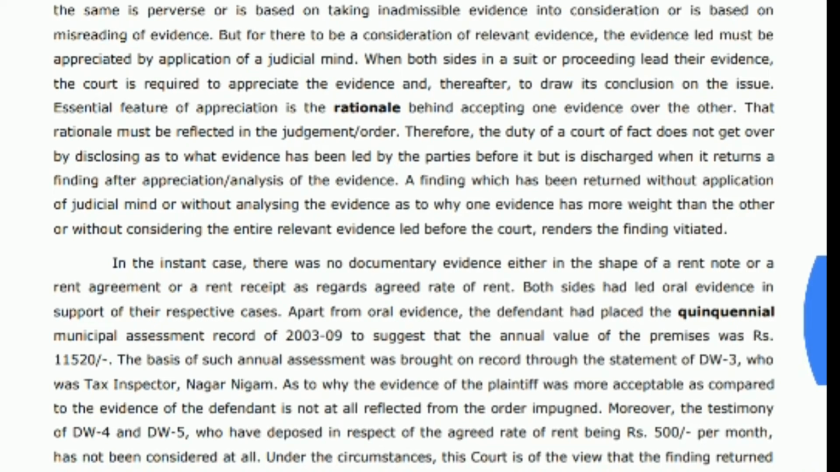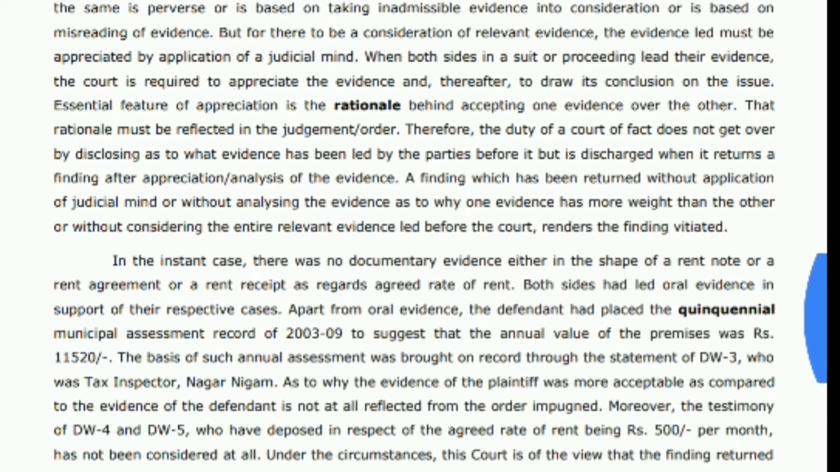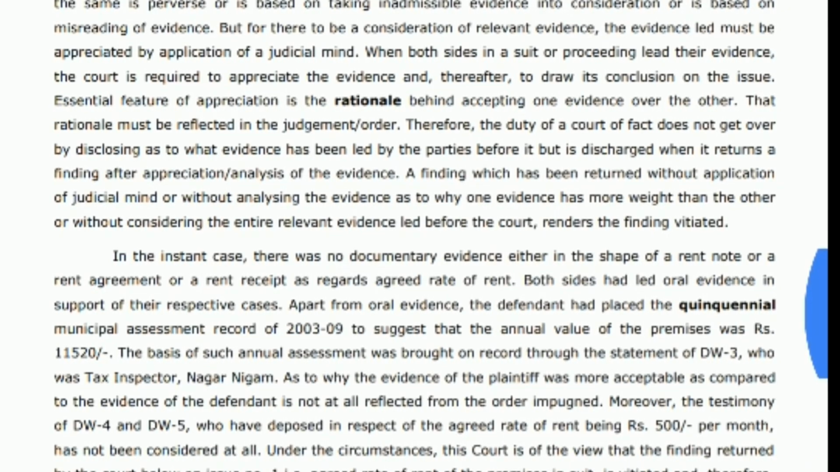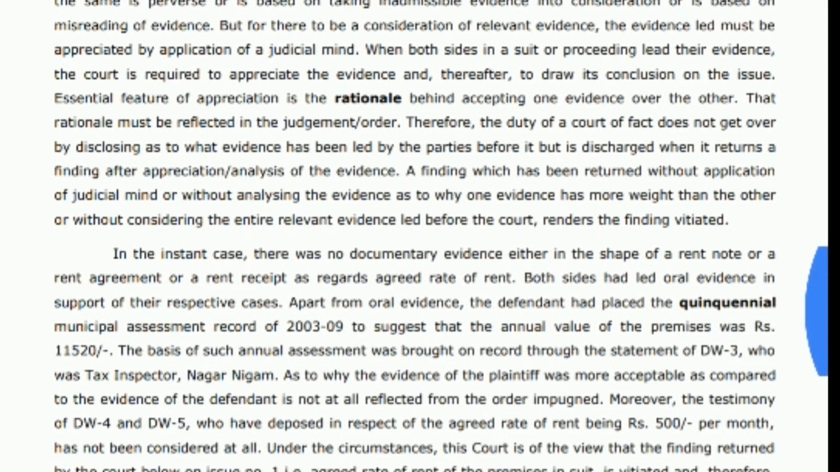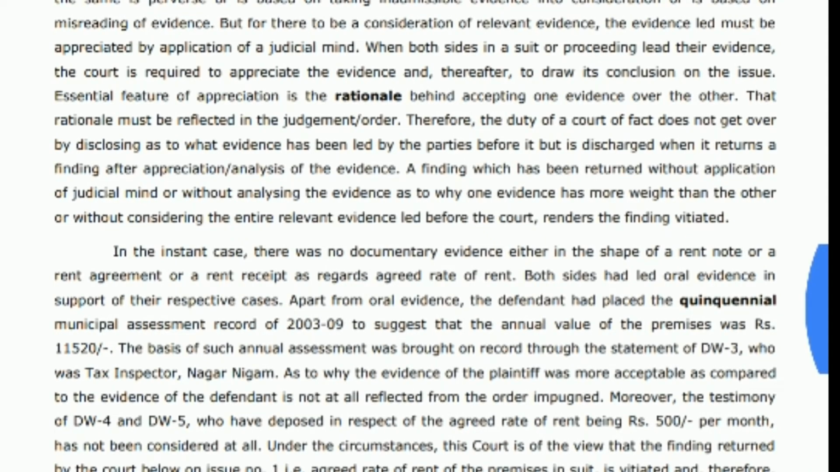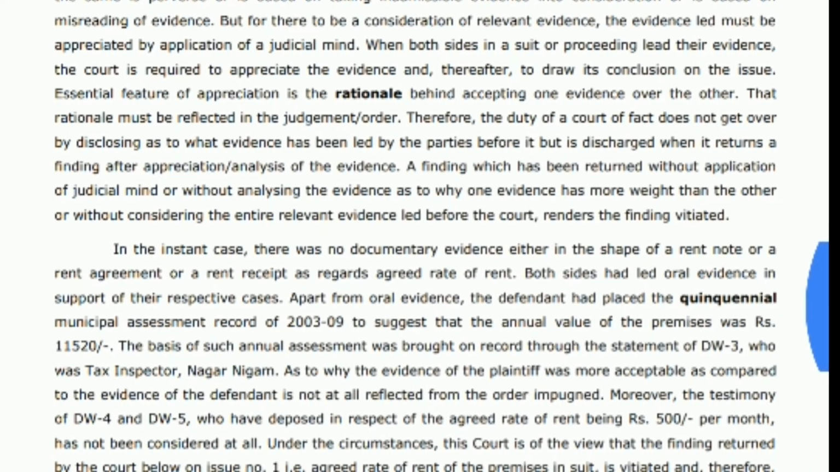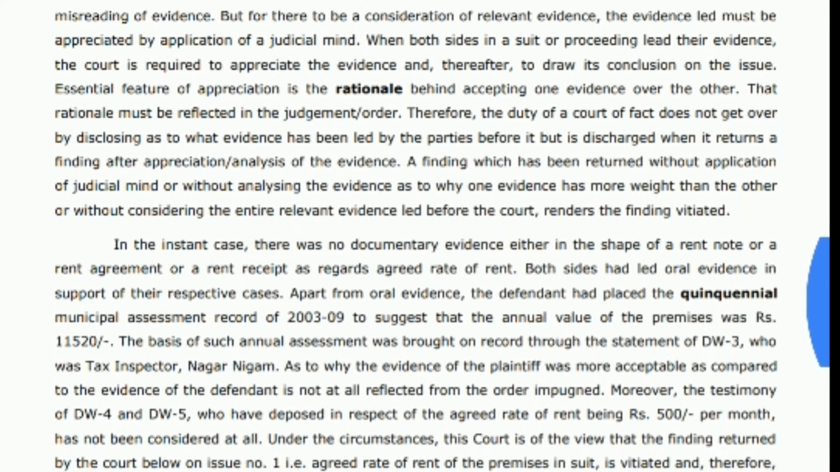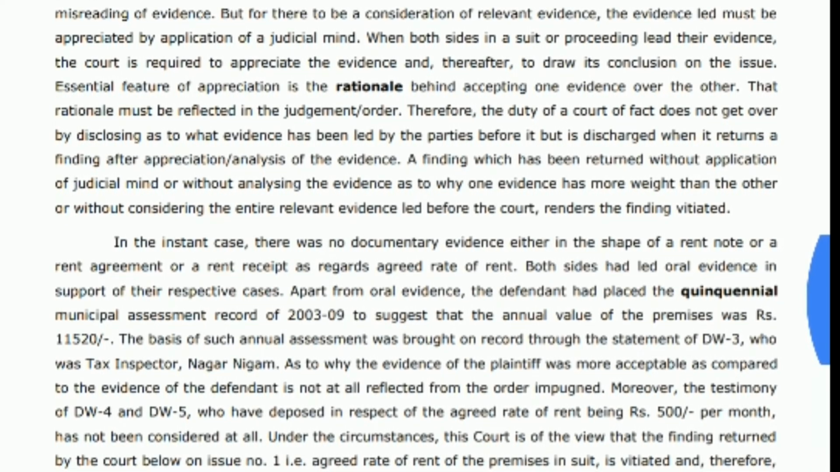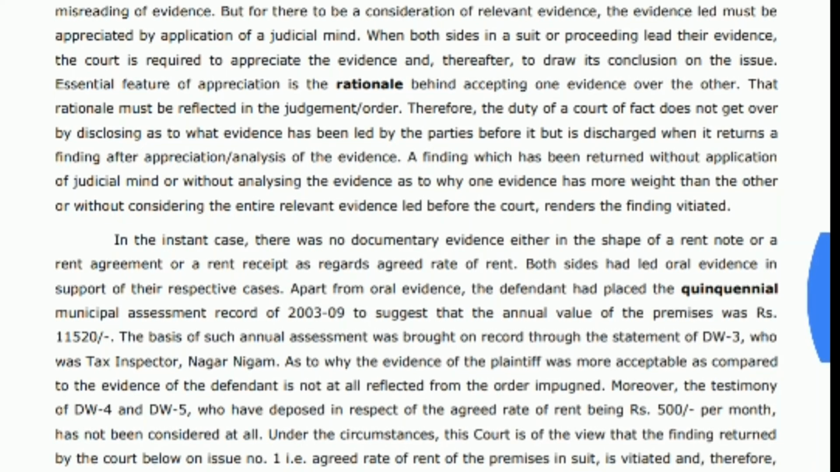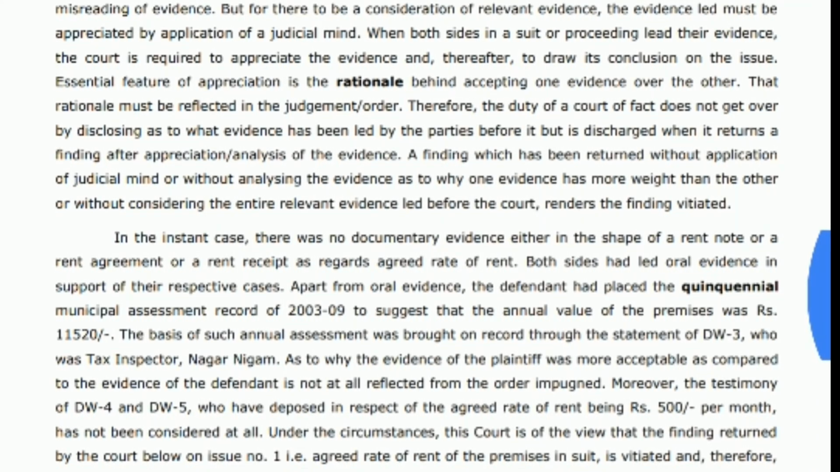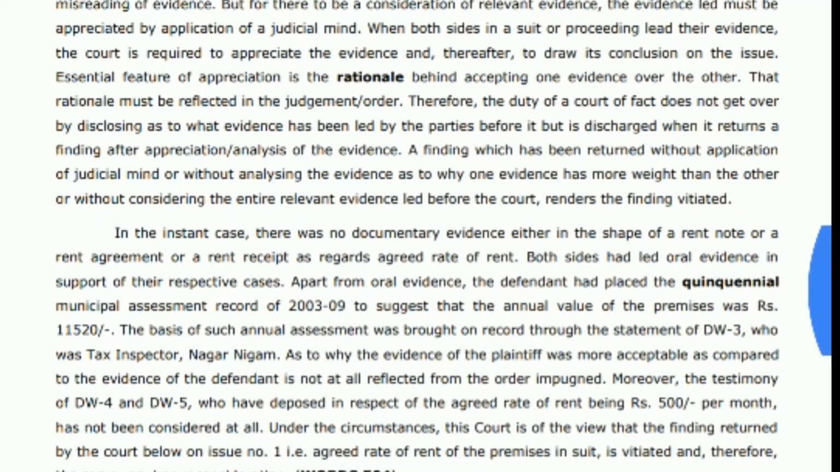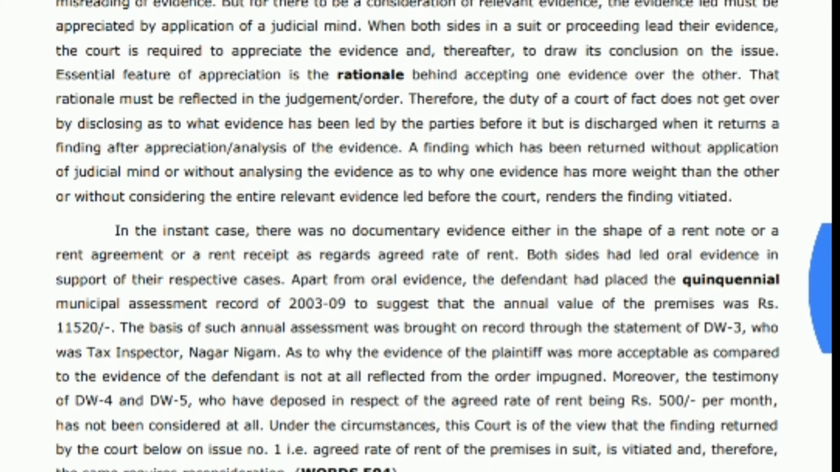DW3, who was the tax inspector, Nagar Nigam. As to why the evidence of the plaintiff was more acceptable as compared to the evidence of the defendant is not at all reflected from the order impugned. Moreover, the testimony of DW4 and DW5, who have deposed in respect of the agreed rate of rent being rupees 500 per month, has not been considered at all.